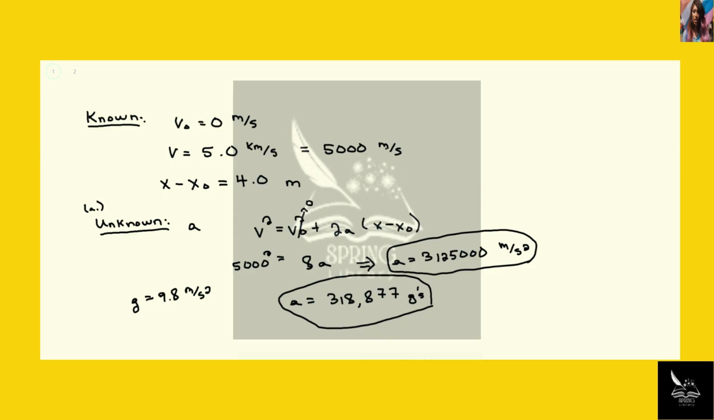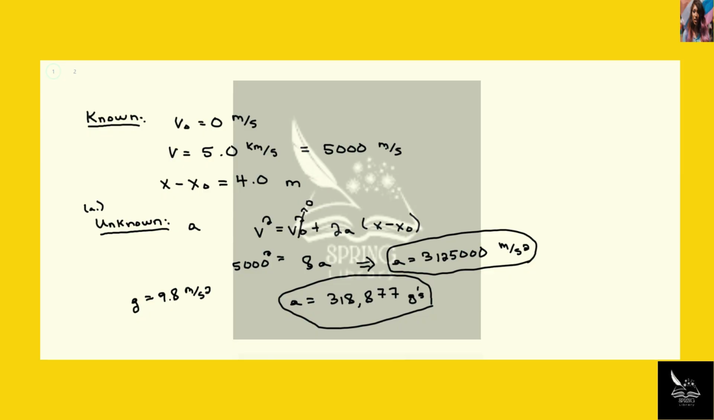use the kinematic equations. I'm going to use this kinematic equation, which tells us that v squared is equal to v naught squared plus 2 times the acceleration times the distance traveled. The distance traveled is known, it is equal to 4. And so 4 times 2 gives us this 8 here. V naught is 0, and so that term goes away. And v is 5,000 meters per second, and so we square that and then equate it to 8 times the acceleration. When we plug this into our calculator, we get that the acceleration is 3,125,000 meters per second squared.